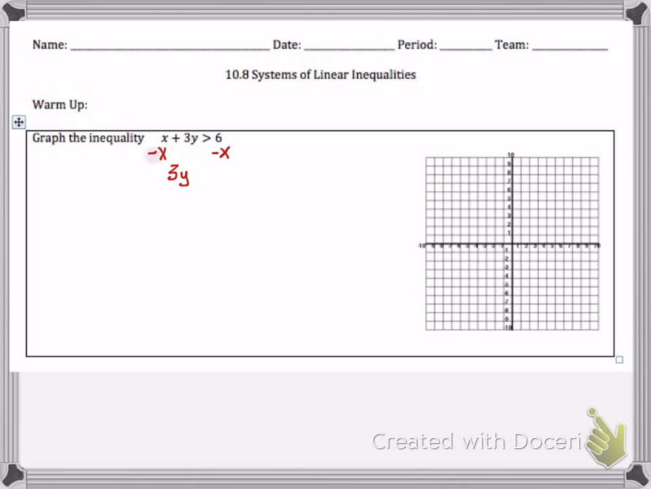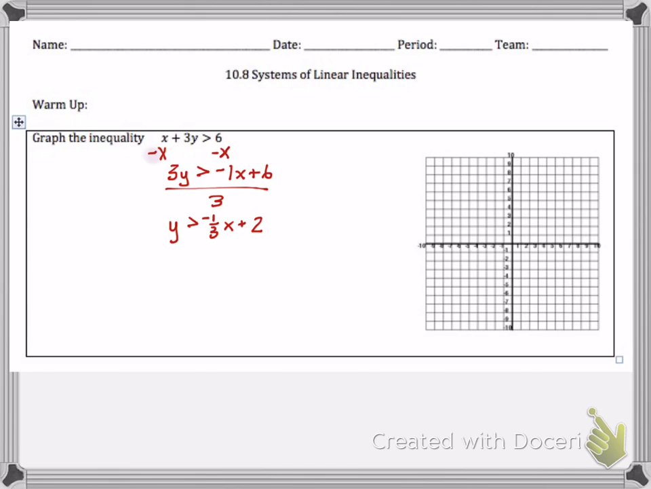And we get 3y is greater than negative 1x plus 6. Of course, then we've got to divide everything by 3. It's a positive 3, so we can leave the relation symbol the same. And we get y is greater than 1/3 x plus 2. And so we're going to graph that.